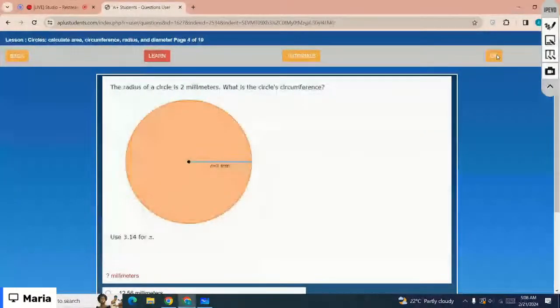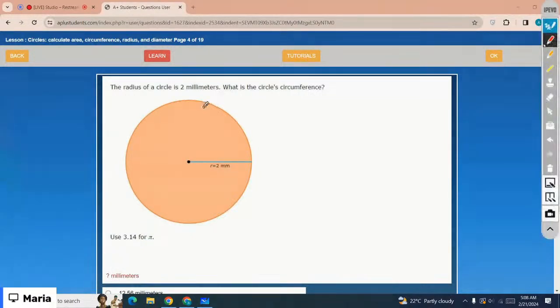Okay, the radius of the circle is 2 millimeters. What is the circle's circumference? Now you are given the radius. You need to calculate the circumference, right? So circumference in terms of radius is C equals 2 pi r. Got it? Just put in the values.